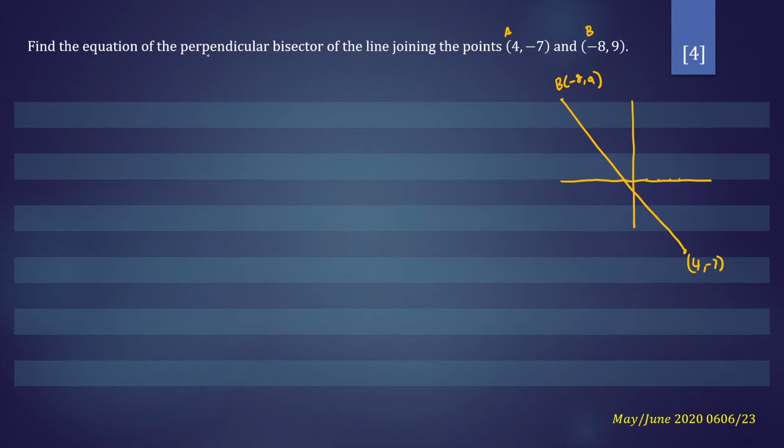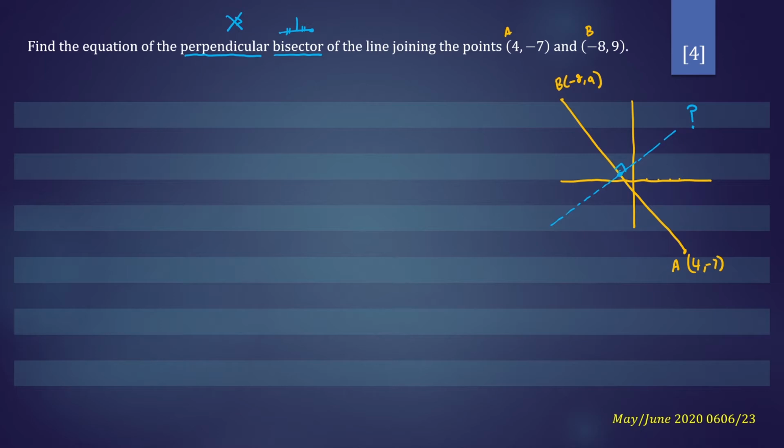Now the key here is you want to find the perpendicular bisector. Perpendicular means at a right angle, and bisector means to cut the line segment in half. So that means we need the midpoint of the line segment AB, roughly in here somewhere. And then we need to find the equation which is at a right angle to that line. This is a right angle. So how do we get this equation?